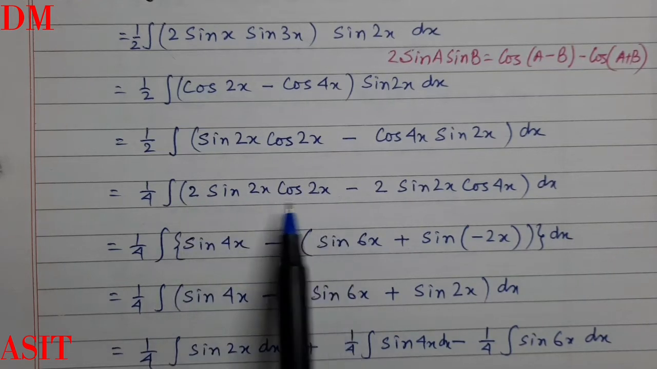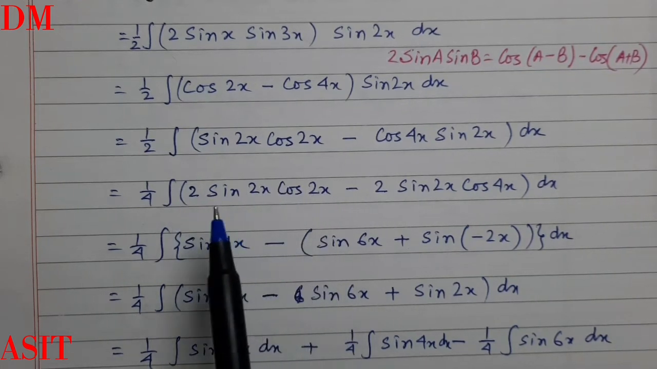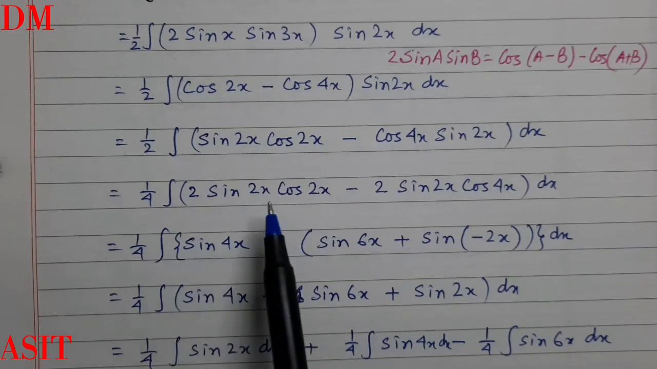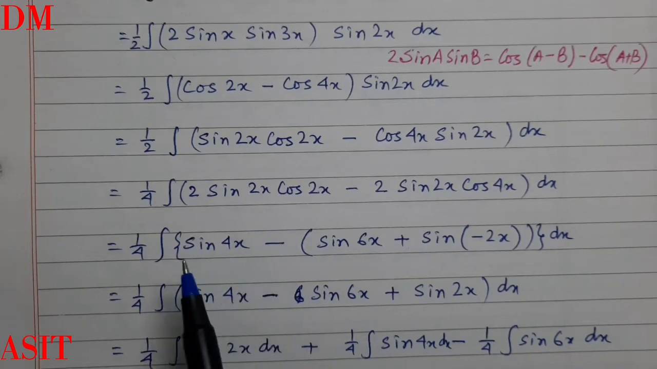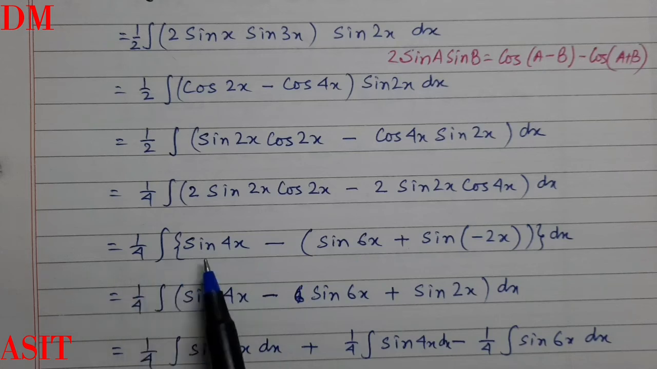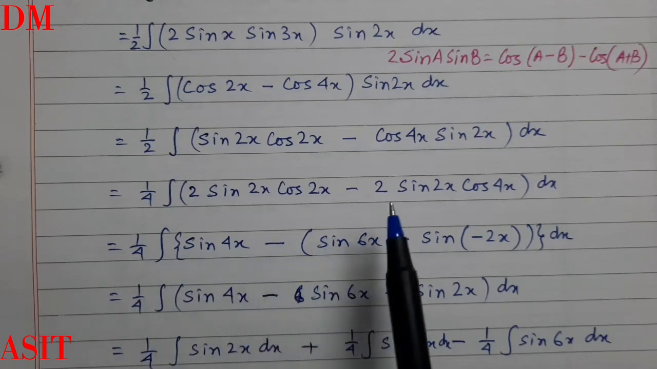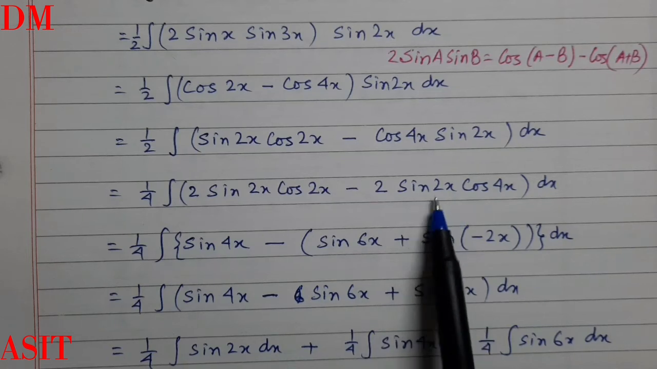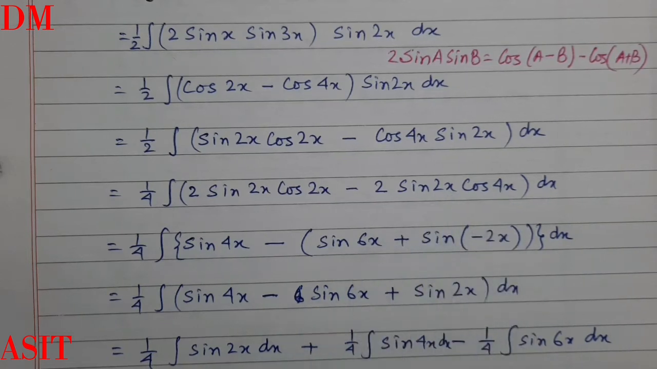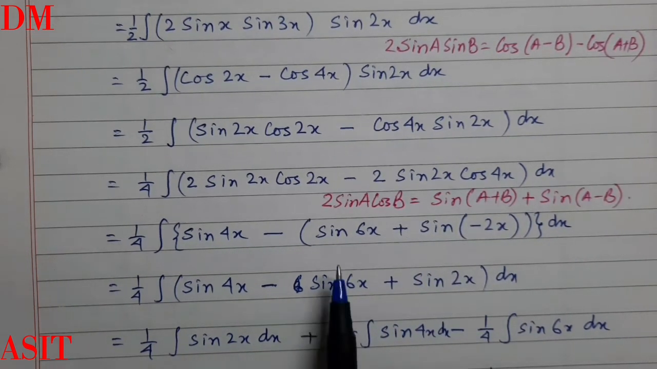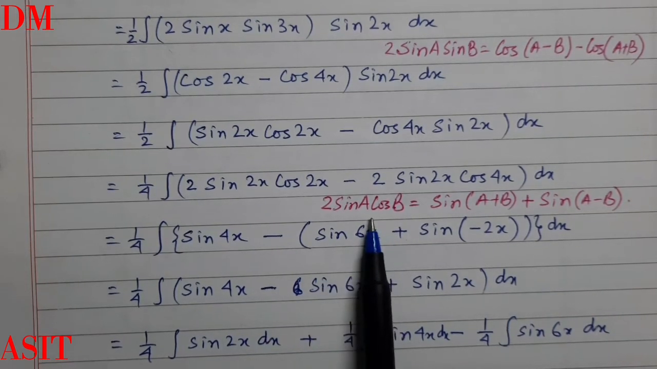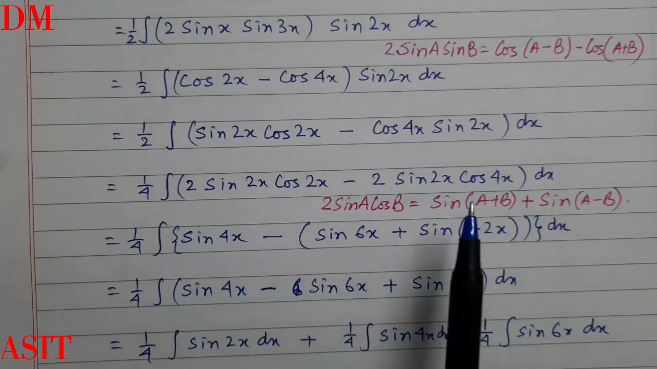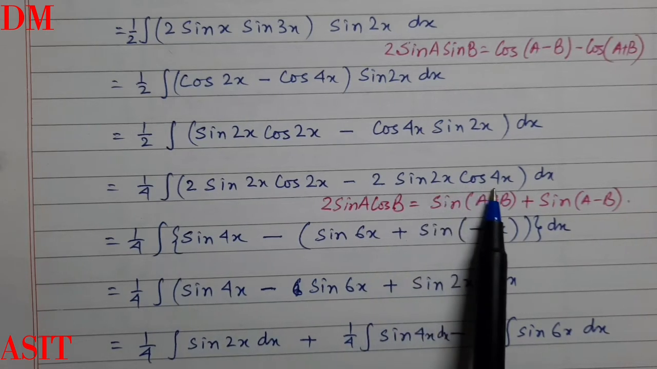Now this is a formula. The formula is 2 sin theta cos theta equals sin 2 theta. So since here theta is 2x, it will become sin 4x. So 1 by 4 sin 4x minus. Here the formula is 2 sin a cos b. Let me write the formula first. So 2 sin a cos b, the formula is sin of a plus b plus sin of a minus b. So here a is 2x and b is 4x.